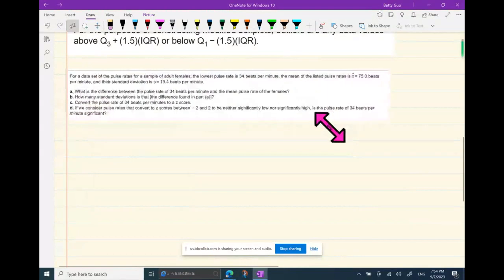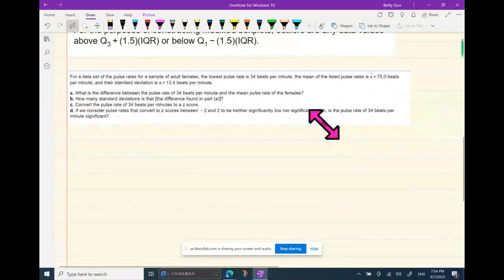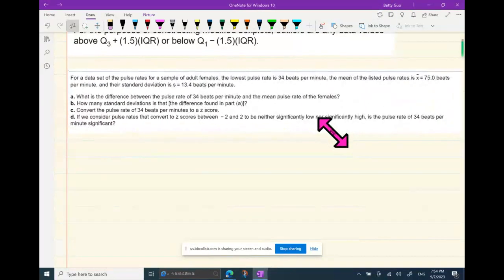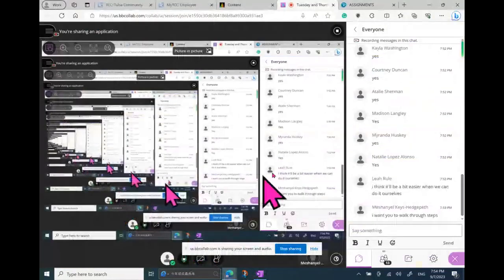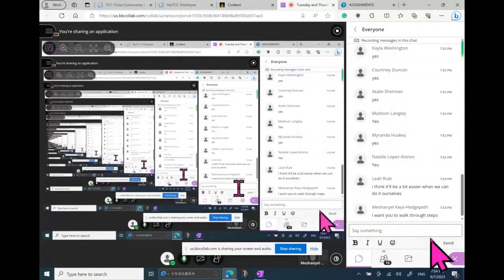This is mathematics, but we are learning mathematics in English. You do need to have a good understanding of English. I want you to walk through the steps.